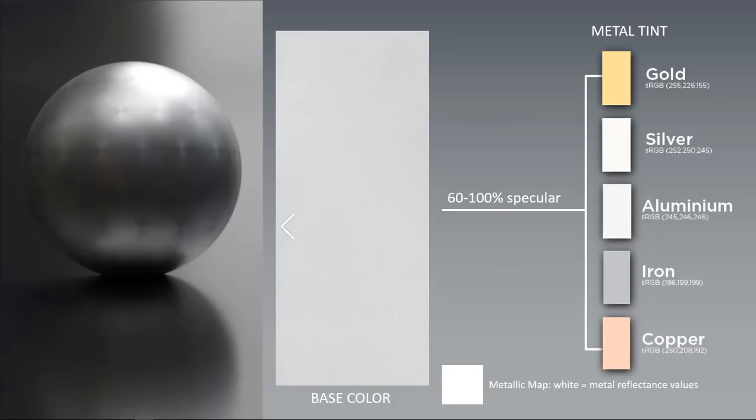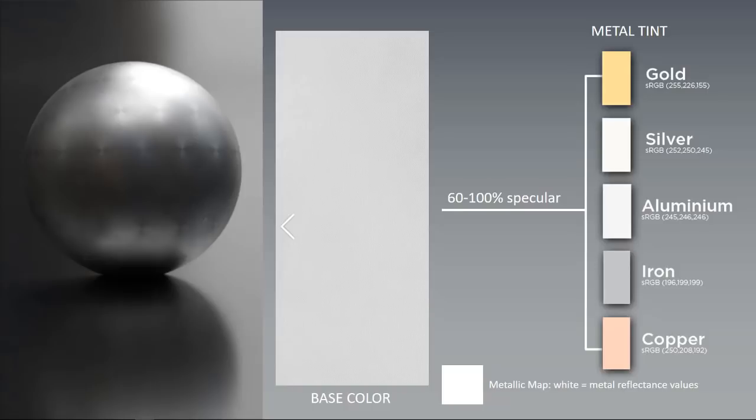So, moving over to our next slide, I'm still talking about base color. I just have a map here that's showing an actual color value. What I'm talking about here is the metal tint values. Like I said before, we would have a metallic map that's set to white, and this white value indicates that the values for this area in the base color are going to represent metal tint. With metal, we're looking at a range of 60 to 100% specular, and that means these values for metal are typically going to be pretty bright.